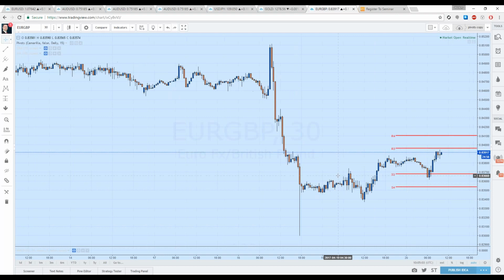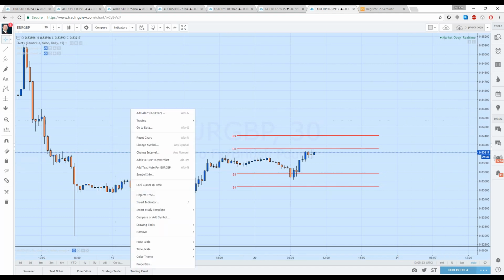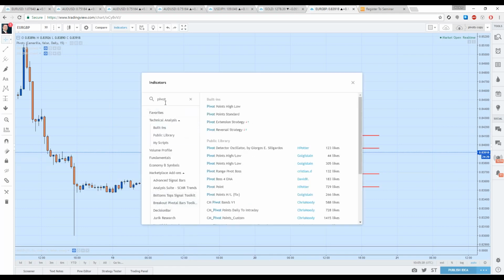Today, we'll be using Camarilla pivots that you'll already see on my screen. These pivots are available on most charting services, and you can find them on TradingView by right-clicking and going to Insert Indicator, searching for pivot, and selecting Pivot Points Standard.